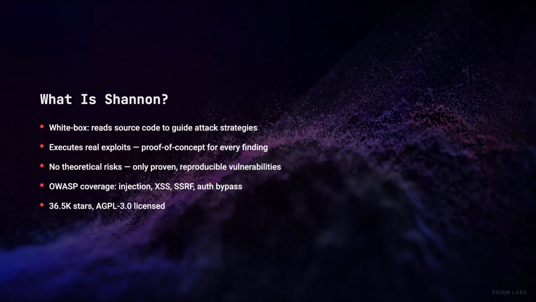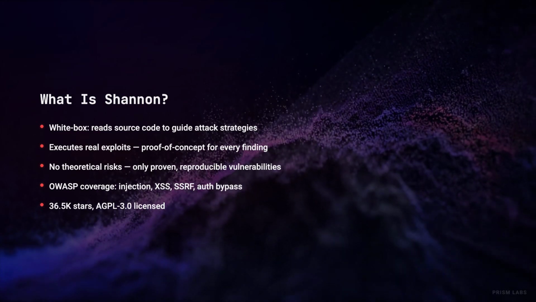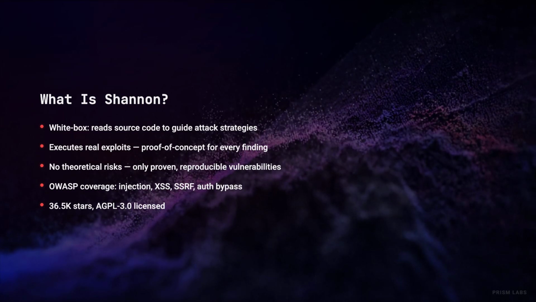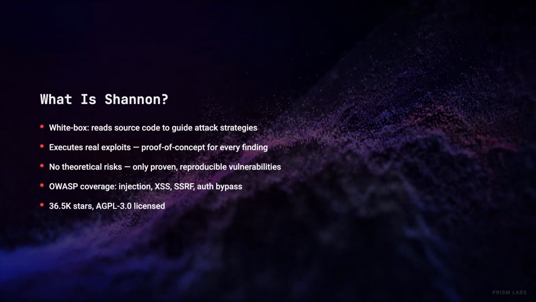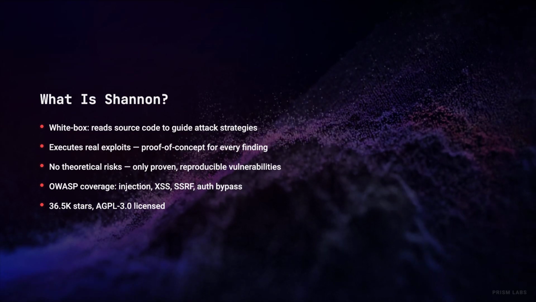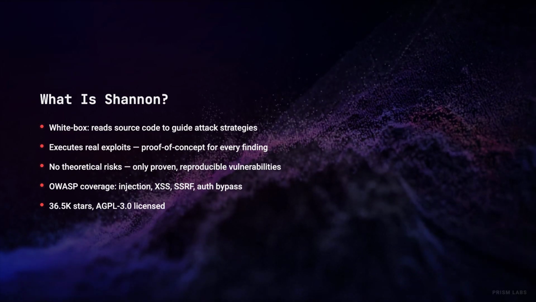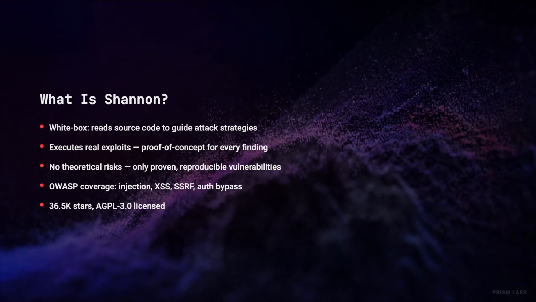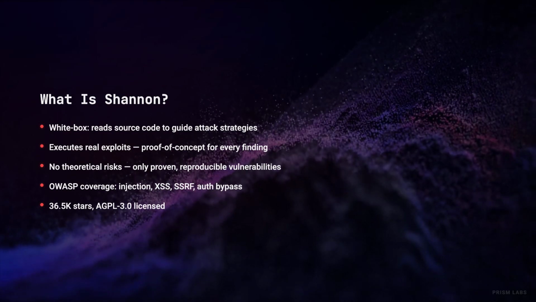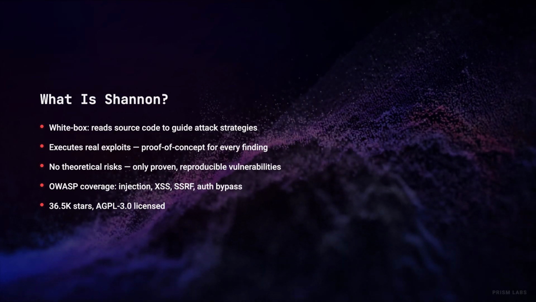The critical distinction from traditional security scanners is that Shannon only reports vulnerabilities it can prove. No theoretical risk assessments, no "maybe vulnerable" flags. If Shannon reports a SQL injection, it has working proof-of-concept code that demonstrates the data exfiltration. If it reports an authentication bypass, it has actually bypassed your auth. This proof-or-nothing approach means every finding is actionable, and every report comes with a reproducible exploit. The framework targets the OWASP top categories: injection attacks, cross-site scripting, server-side request forgery, and broken authentication and authorization.